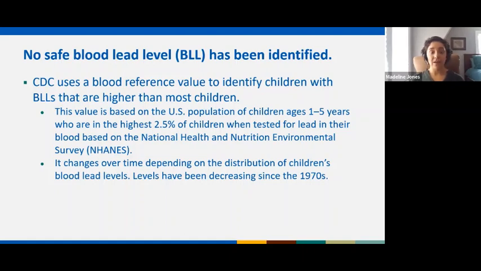At CDC, we currently use a blood lead reference value to identify children with blood lead levels higher than most children, based on NHANES data. This reference value is a population-based measure, and because of that, it may change as new data emerges and population blood lead levels decline. CDC's current blood lead reference value is listed on our website. And Paul, is there anything you would like to add about this?